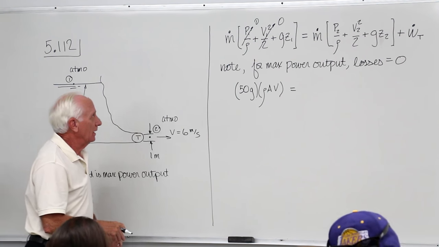Cubic feet per second is Q. That's how much water you want to pump from the lower reservoir to the upper reservoir, 2.5 cubic feet per second. M dot is rho times Q. Plus 61 V squared over 2, where V equals Q over A.